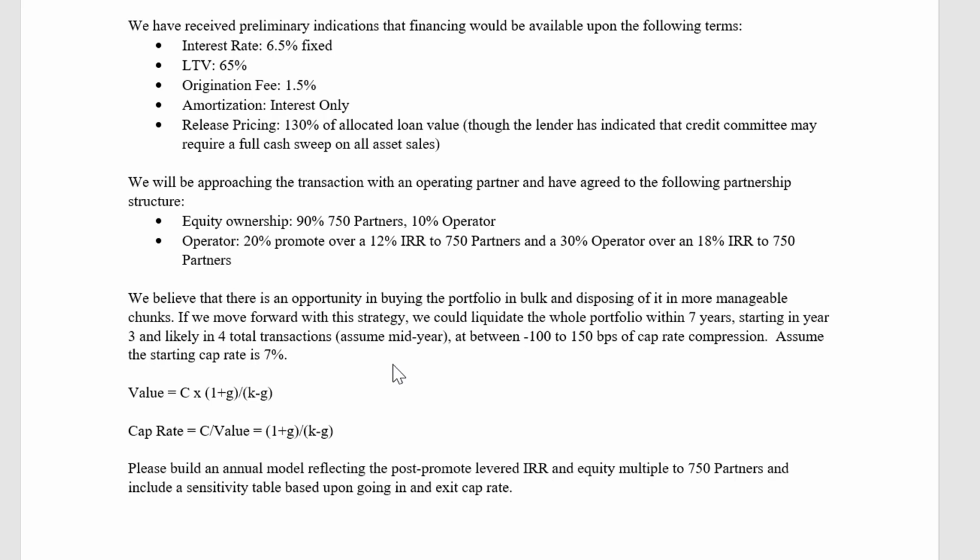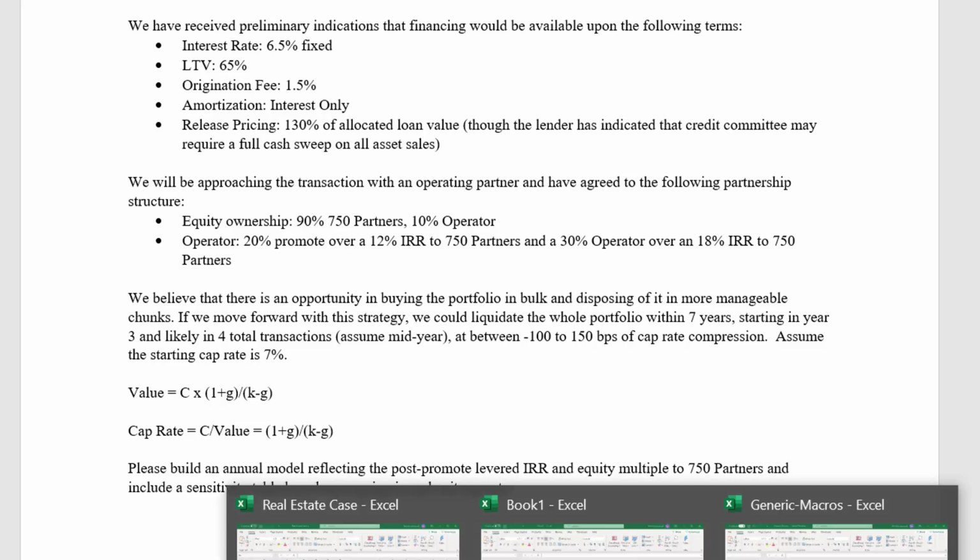Okay, and they were hoping to get a compression. That means if the cap rate goes down, the value goes up. If we want to figure the value from the cap rate, that's the cash flow divided by the cap rate. Okay, so let's start with our model.